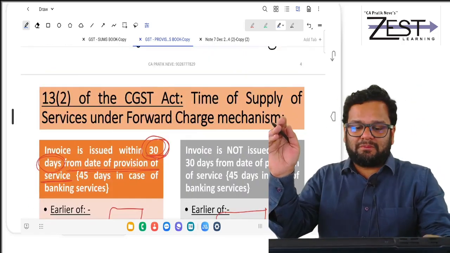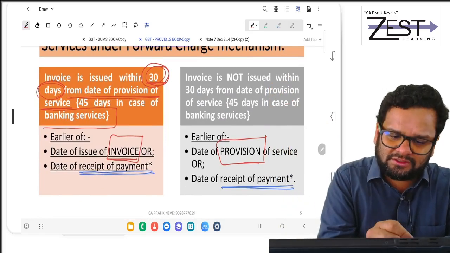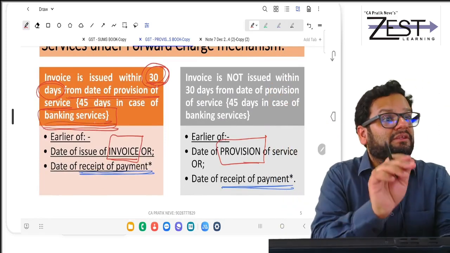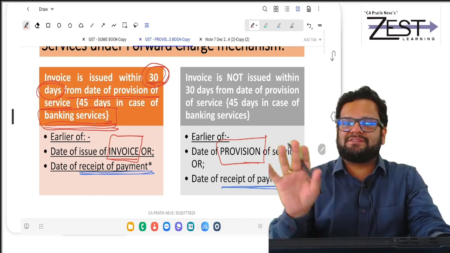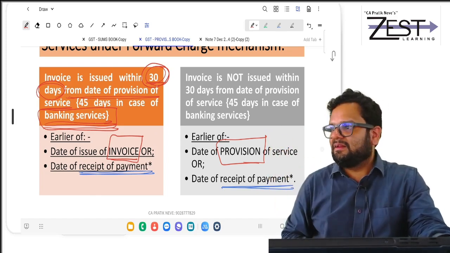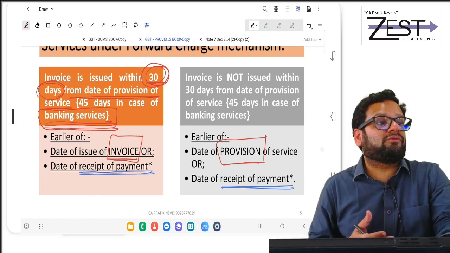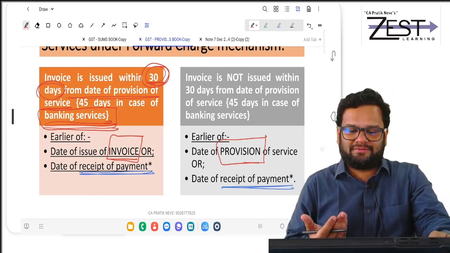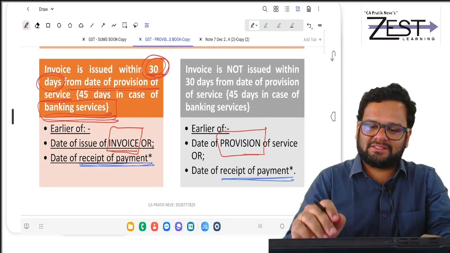One thing you have to keep in mind, if it's a banking service, then 30 days will get replaced by 45 days. Like credit card. Then bank has time of how many days to make invoice? 45 days. That's it.